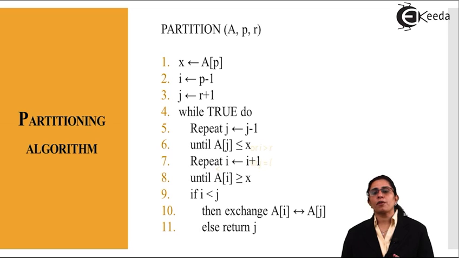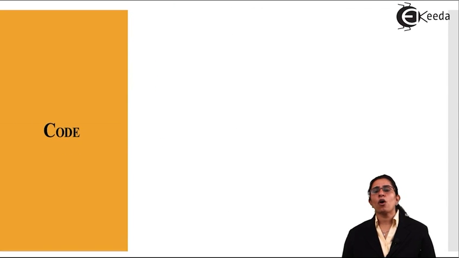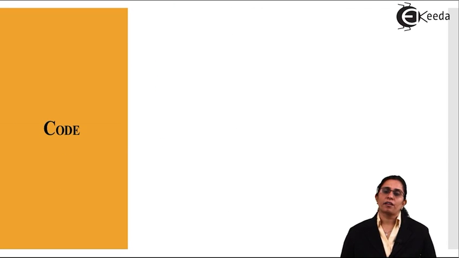Or if this particular exchange does not happen, then what do I do? I return the value of J. Now how the particular code is written, let's go by that.